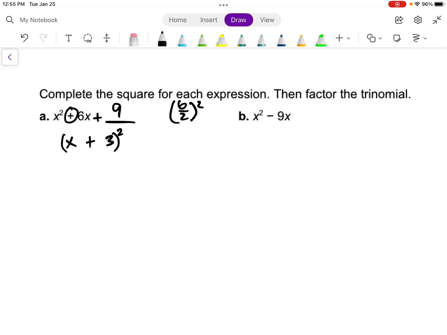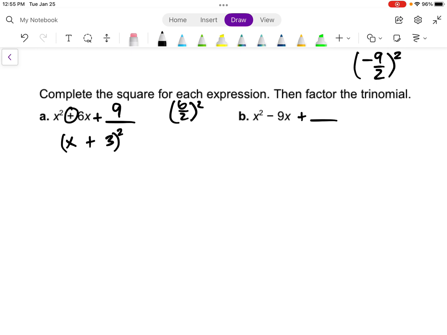Let's try this next one. So we've got x squared minus 9x plus blank. So first we're going to figure out what number I would have to add to make that a perfect square. This one's a little tricky because it's not going to come out to be a whole number when I divide by 2. So I'm going to take the negative 9. I'm still going to divide by 2, but I'm just going to leave it like that. You could divide those and get a decimal, but it's just as easy to do as a fraction. So I'm just going to leave it as a fraction, and then I have to square it.